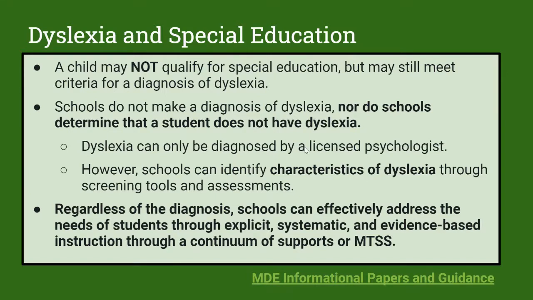However, schools can identify characteristics of dyslexia through screening tools and assessments. So as a school district, elementary schools can say, you know what, I'm seeing some characteristics of dyslexia. I'm looking at my FastBridge, I'm looking at my diagnostic, and I'm seeing some symptoms or characteristics. But you can never, ever diagnose. But you can, like I said, identify with those characteristics.